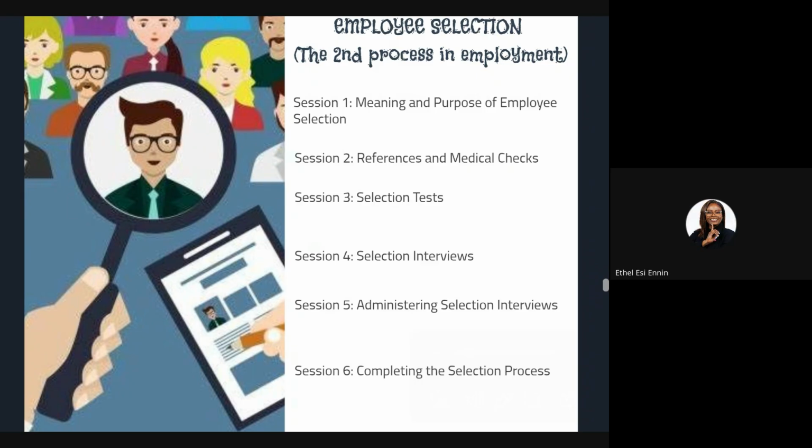Conscientiousness, and openness to experience.